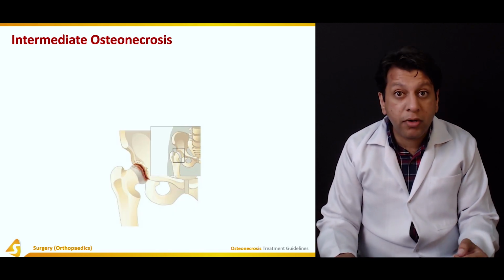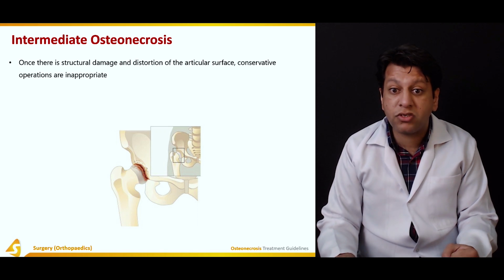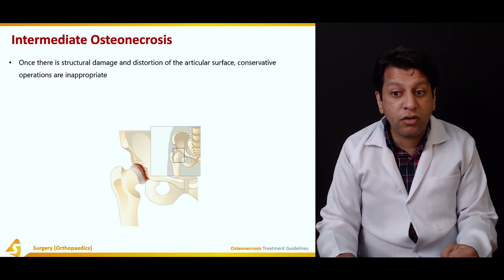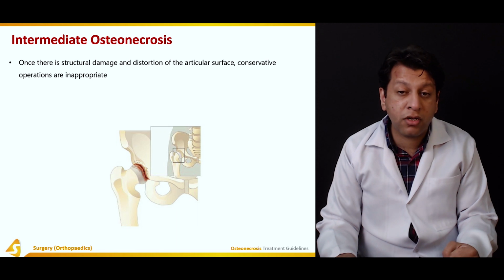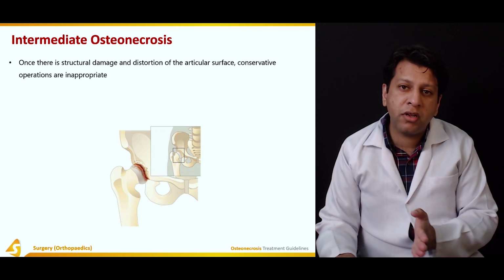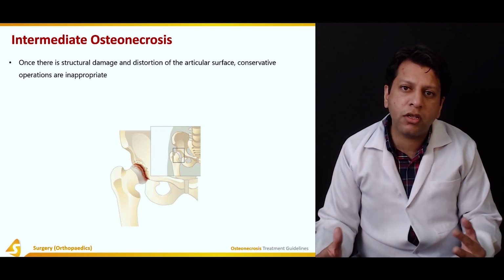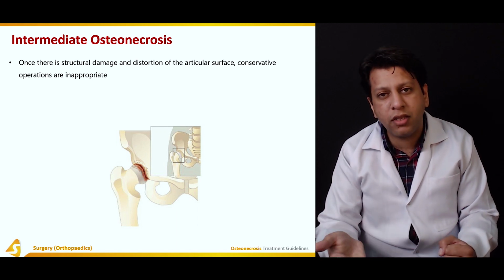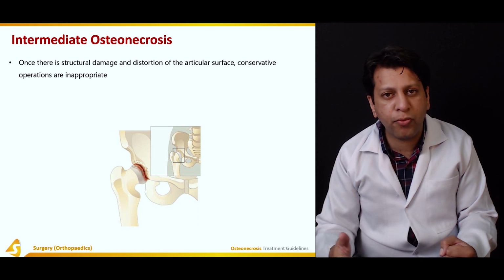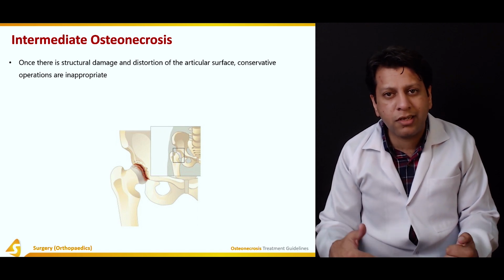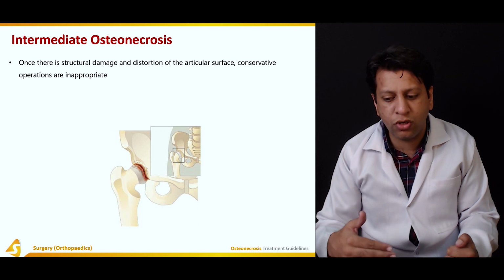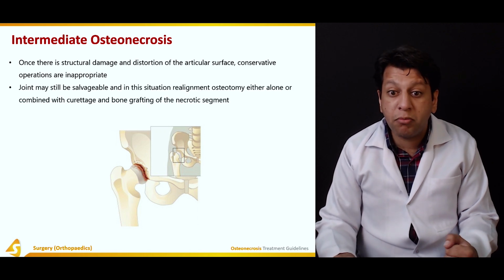Now coming to the intermediate necrosis. Once there is structural damage and distortion of the articular surface, conservative options are inappropriate. For example, a fragmentation has occurred. Fragmentation means the bone is not structurally intact. Whether the head has deformed or not is another point, but structurally the femoral head is not normal. The joint may still be salvageable.